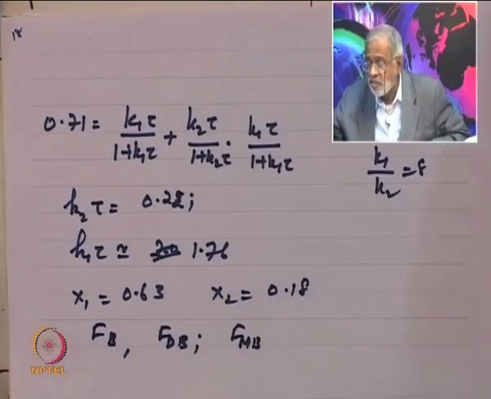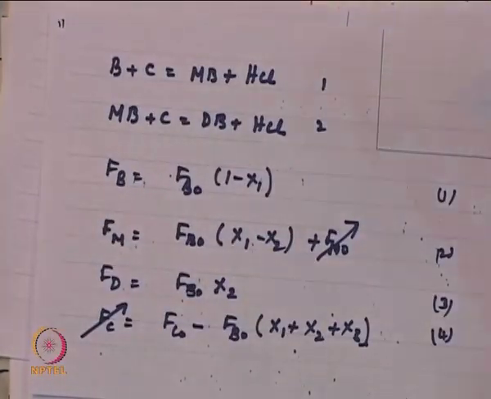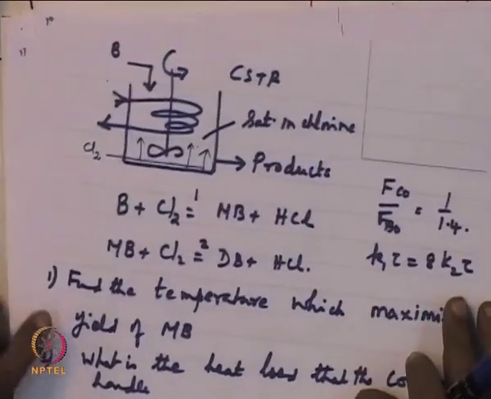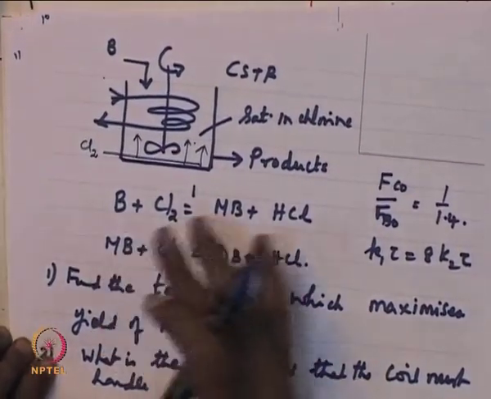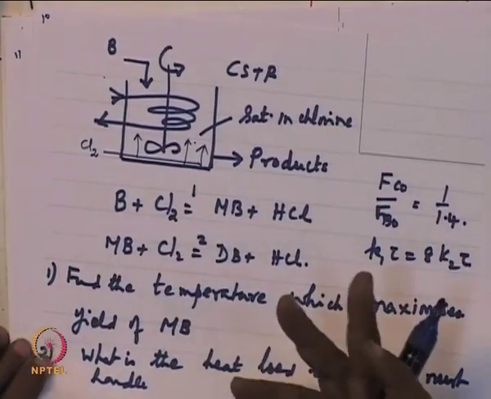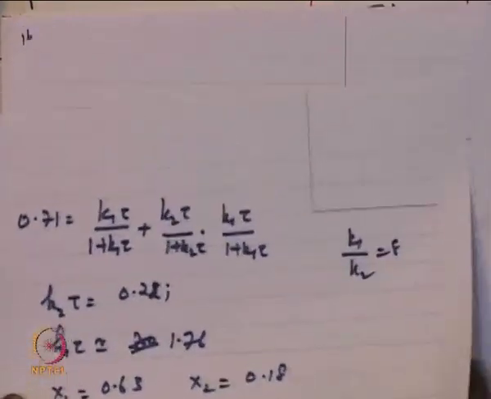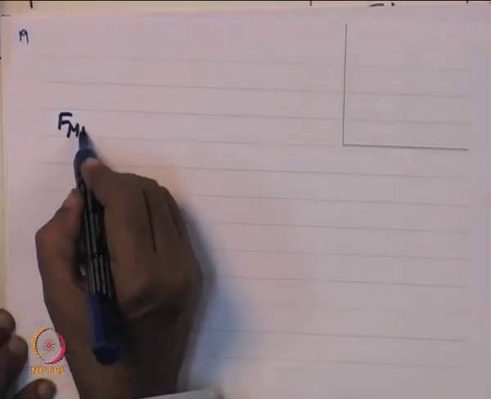So why have we done this problem? What is the moral of this whole story? The moral of the story is that if you have series reactions like this, you can find out the compositions if you know the values of the rate constants. That is what is being said. But we want to go a little bit further and find out what is the best temperature which optimizes the production of monochlorobenzene.